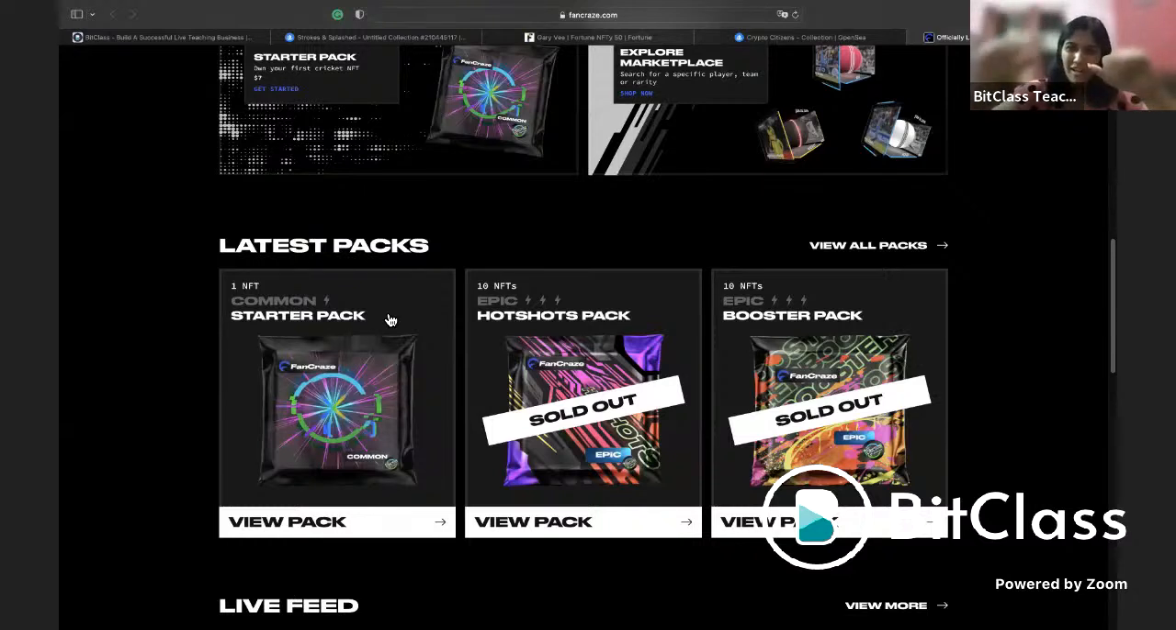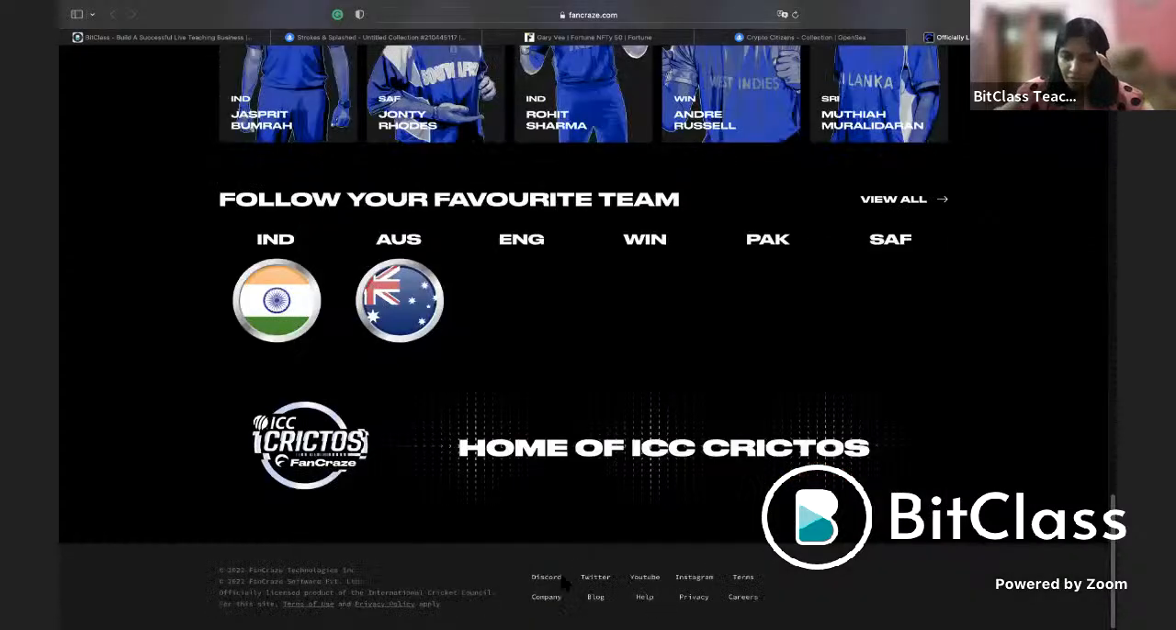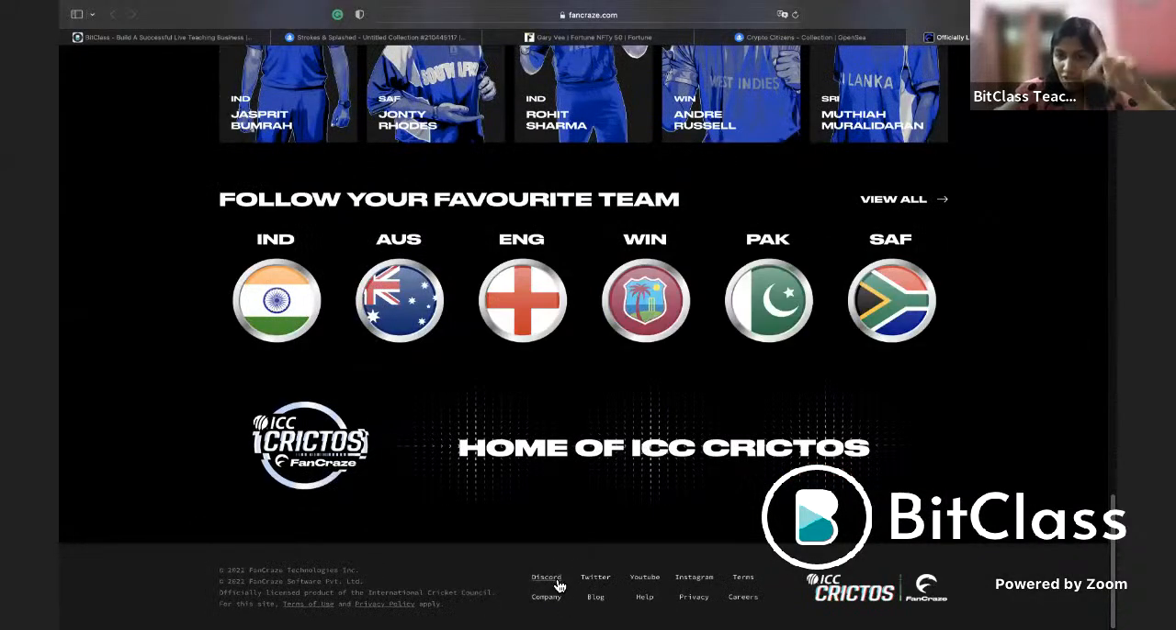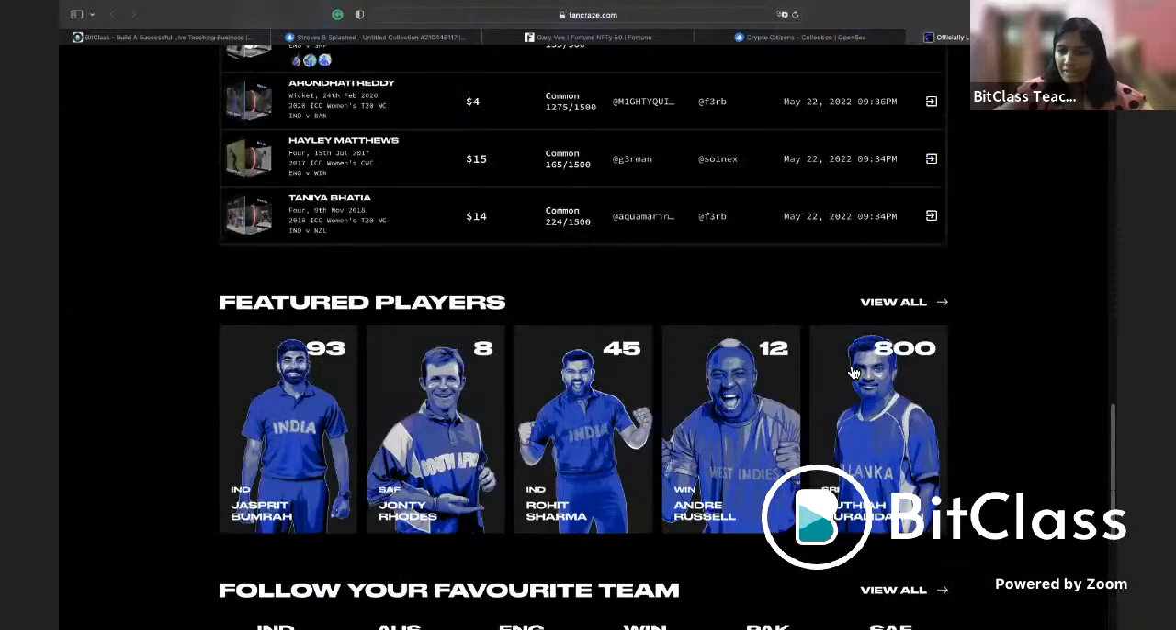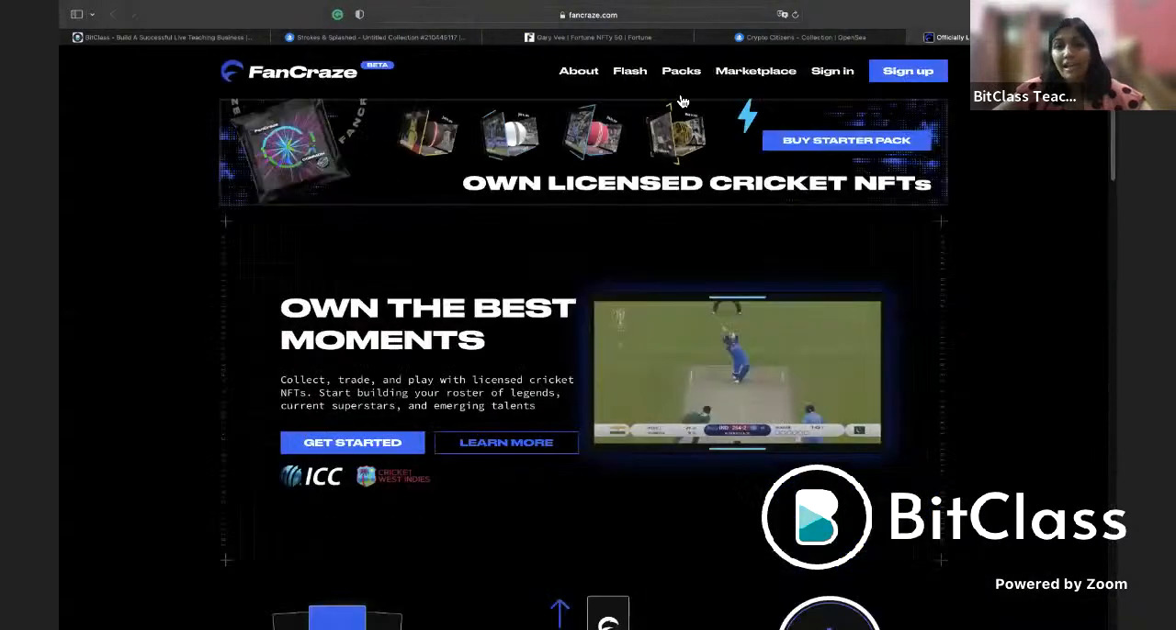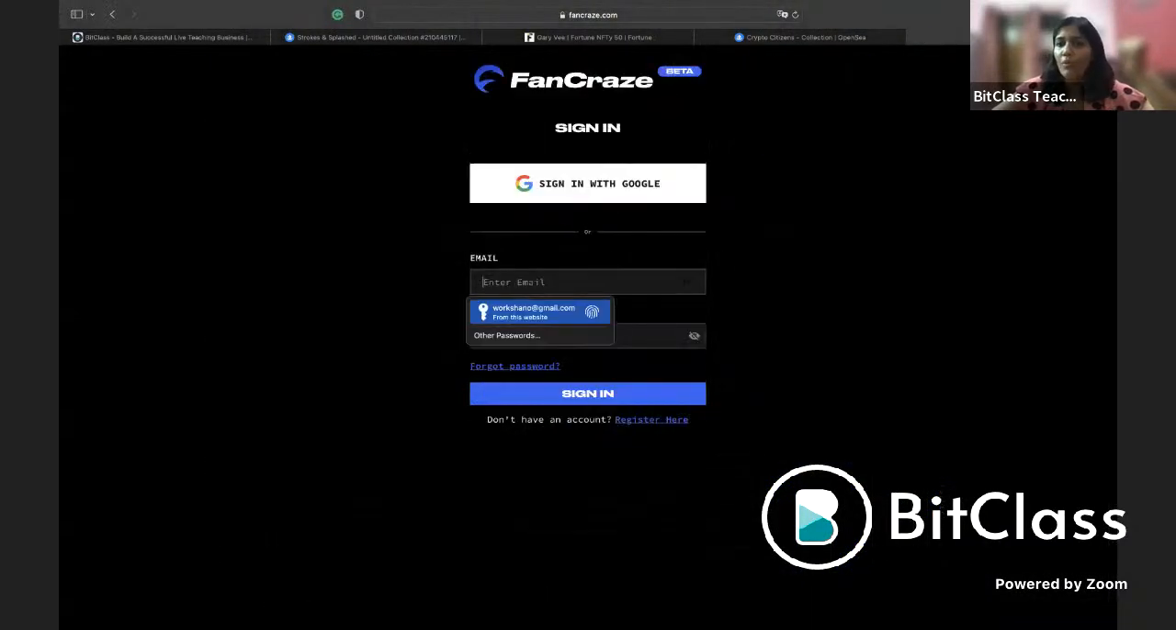If you want to really buy them, go to the bottom of the page and join the Discord. If you get whitelisted, you will be able to quickly buy their NFTs before it opens to the general public. You can follow your favorite teams here. I already follow India. You can see the featured players. Enough of me yapping. Let me show you my portfolio now.